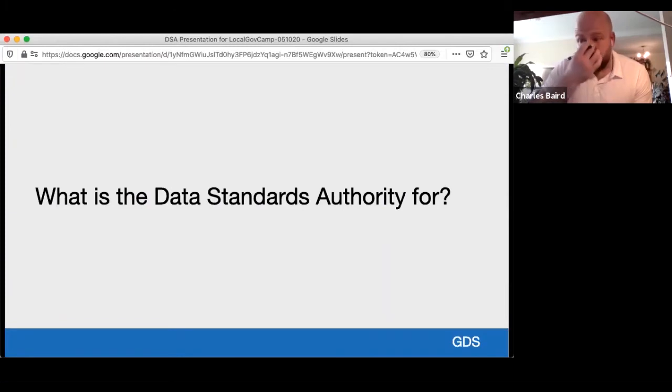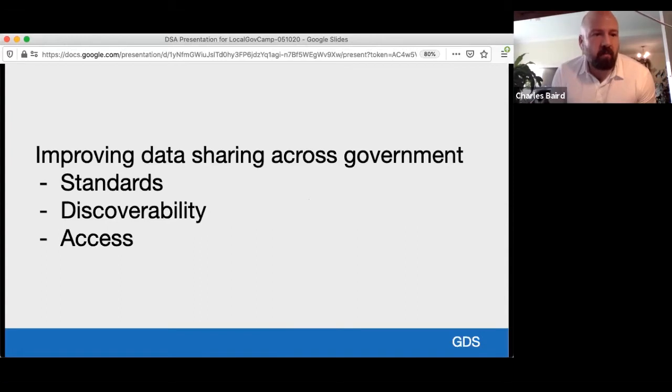What is the Data Standards Authority for? I promise I won't just read out the slides for it. It's hard when that one just came up in front of me. The Data Standards Authority is to improve how government shares and uses data. I'm sure none of you need to be told that data sharing across government is not great. I came from the private sector this year into government. Data sharing across the private sector is not great either, but at least there are kind of commercial imperatives there.